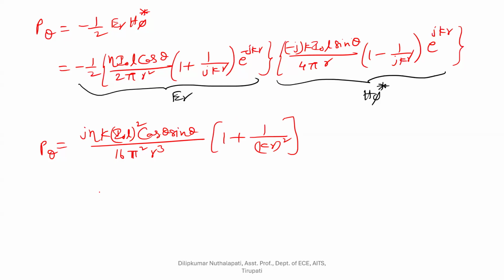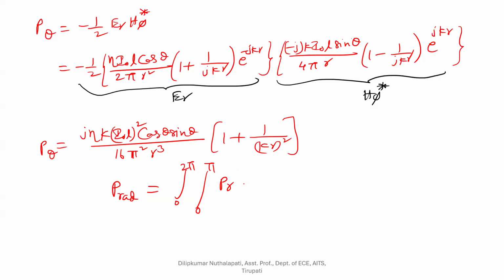So in order to obtain the radiation resistance, we'll write the power for the radial component as P radiated, with suffix PRAD, and it is integrated over 0 to 2 pi for the phi component, and 0 to pi for the theta component.